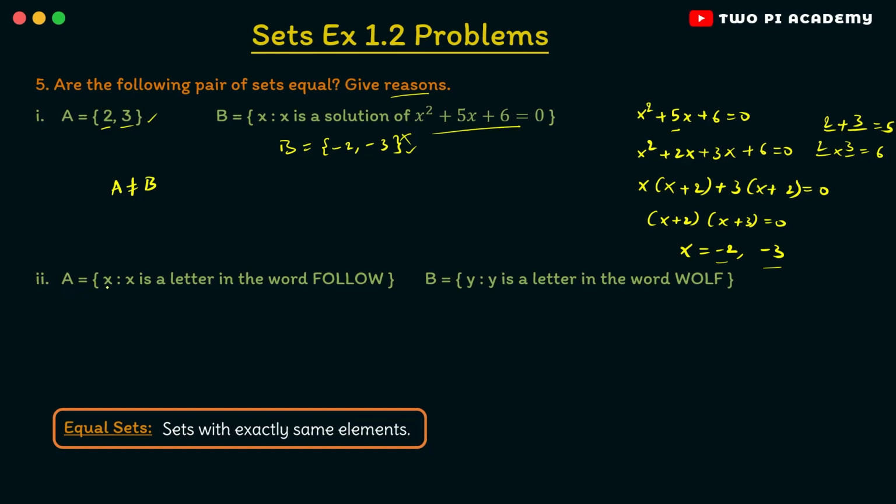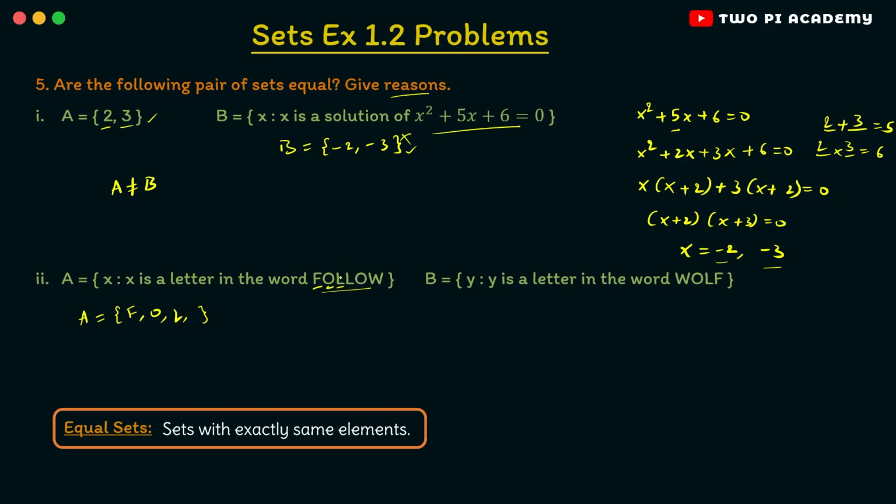Capital A is equal to the set of all x such that x is a letter of the word follow. So we will first list this in the roster form. So you have to list the elements in curly braces separated by commas. So first here we have the letter F. So you can write down that. And then the letter O. And then the letter L.